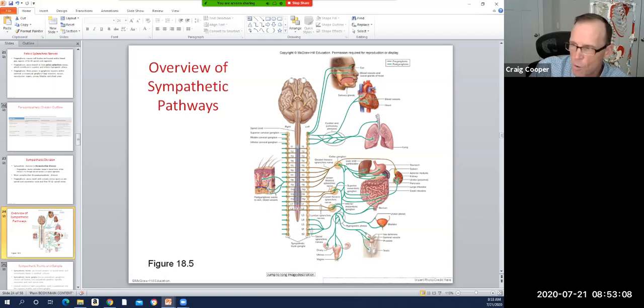You don't need to know the names of them, I don't think, and which ones specifically control anything. These are what are sometimes referred to as prevertebral, pre meaning in front of. So these are prevertebral ganglia that, again, are controlling mostly all these digestive organs.